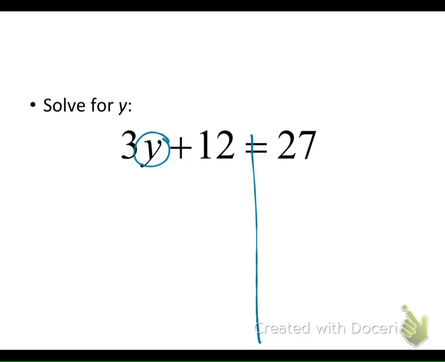Once I circle the variable and I draw my line of equality, what's this next step going to be? SADMAP. Good. What does SADMAP stand for? The backwards of PEMDAS. What's PEMDAS stand for? Parentheses, exponents, multiplication, division, addition, subtraction.